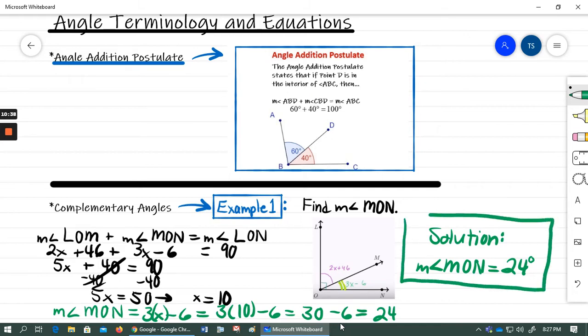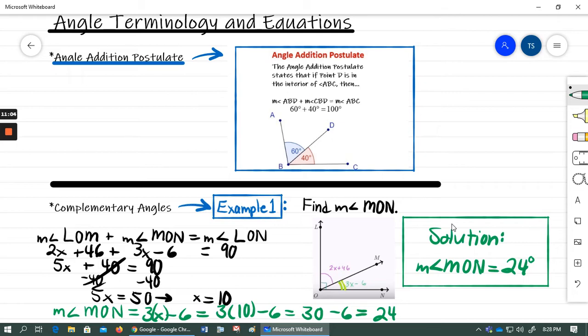All right, we're going to look at some more examples, not only with complementary angles, but with some other types of angles too. Okay, so guys, next up we're going to look at an example where we have angles that are adding up to 90. But in this next example, it's not just going to be two angles. It's going to be more than two angles that are adding up to 90.